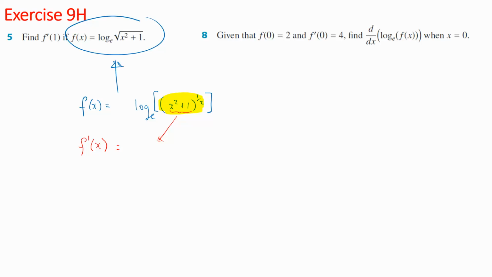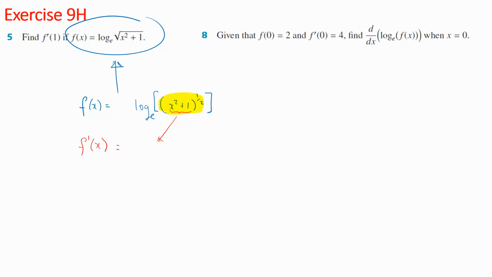Alright, let's go through this. I said it's a double chain rule because you've got a log e of, and what's inside the log is a square root, which I've written to the power of half, of x squared plus 1. So it's still the same drill. It's log e of something. Okay, so this is my something.